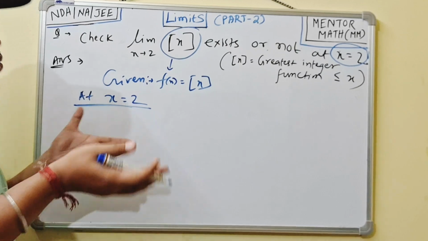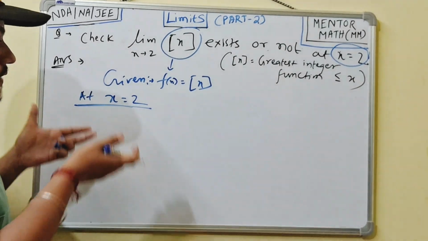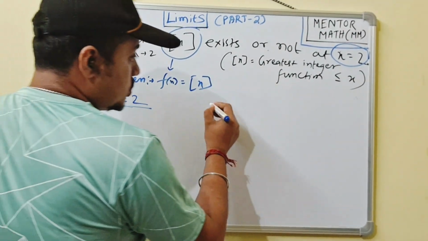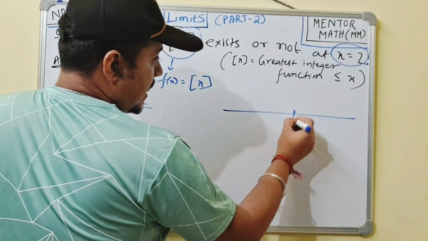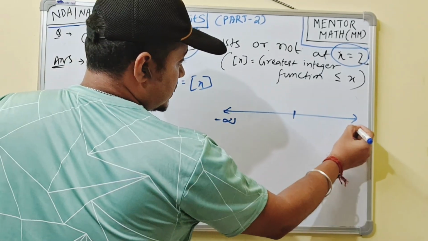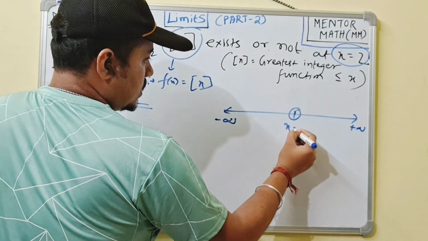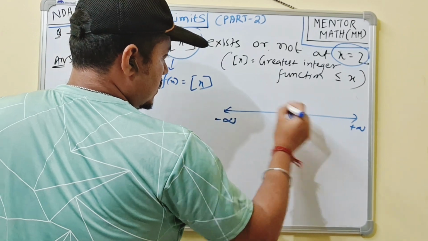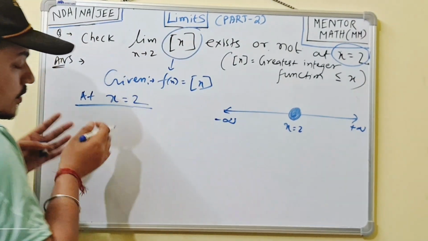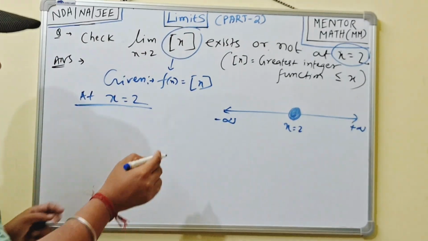So here the weird point is 2. You can roughly think again that the weird point is 2. So you can draw the diagram also. That is, if you look at this diagram, minus infinity to plus infinity, and this is your x equal to 2, which is your weird point. You can check that way. And again you have to check the left limit as well as the right limit.